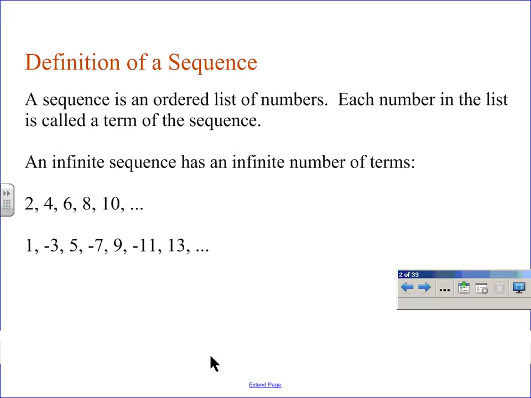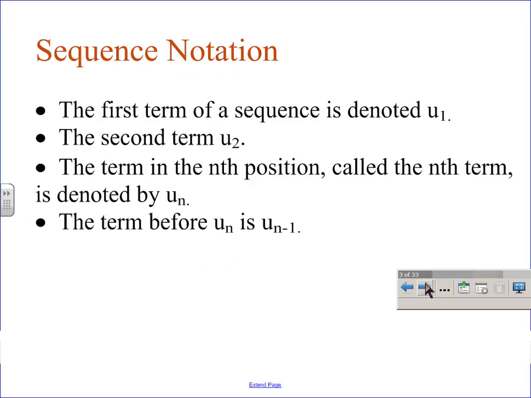Okay, so first of all, let's start with the definition of a sequence. It's going to be an ordered list of numbers, and each number in the list is called a term. An infinite sequence is going to have an infinite number of terms. For example, here you notice the 2, 4, 6, 8, 10, the dots here mean that this is going to be an infinite sequence. And again here with the 1, -3, 5, -7, it's going to be an infinite sequence of terms. So it's a pattern that you could figure out, which we'll talk about here in a few minutes.